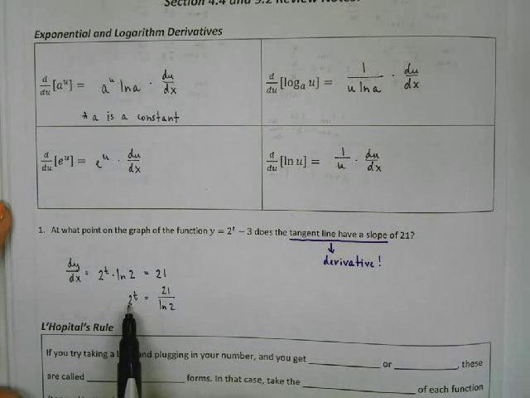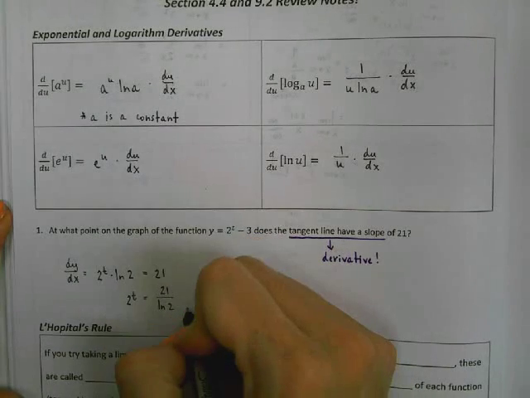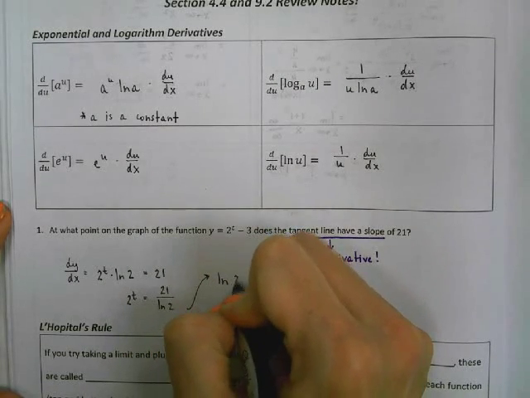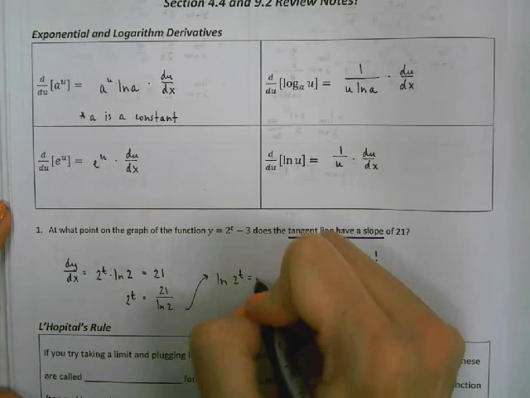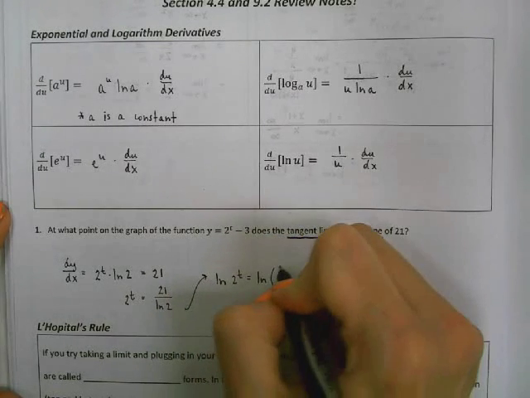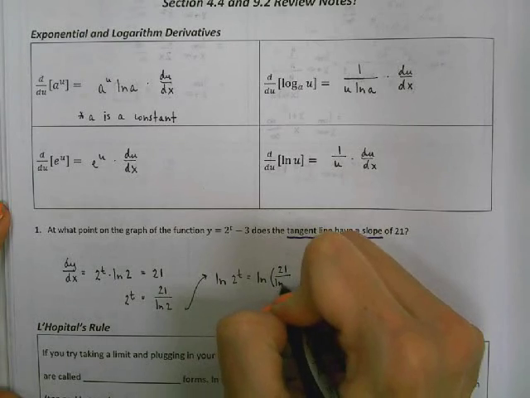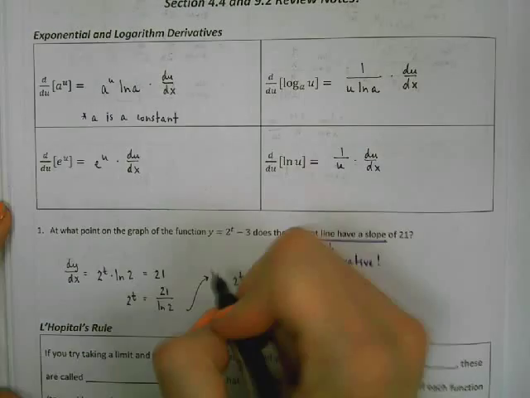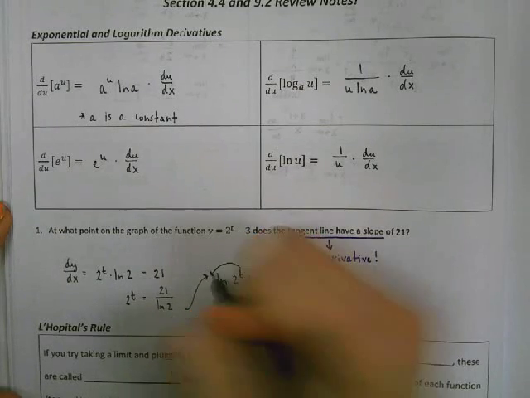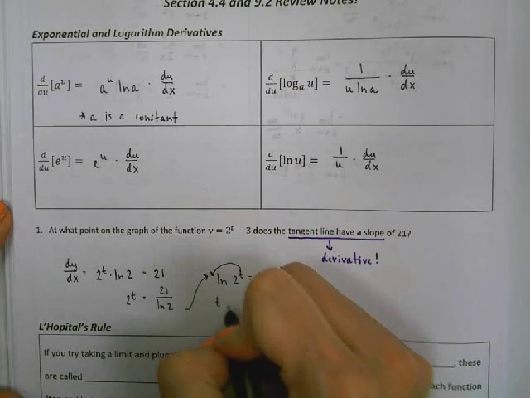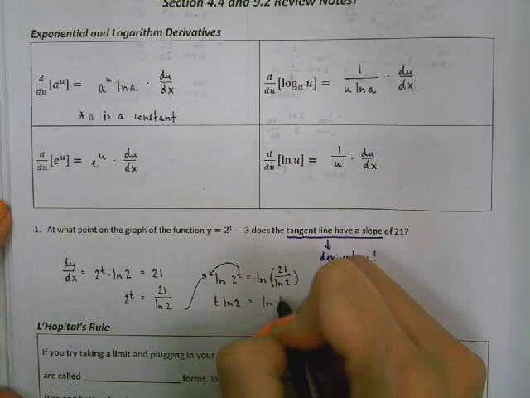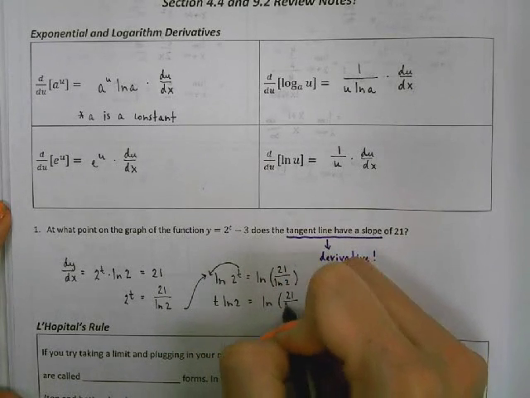Now the question becomes how to isolate that 2 to the t. So I'm going to use my natural log on both sides. I'm going to jump back up here. I'm going to take the natural log of both sides. So the natural log of 2 to the t equals the natural log of 21 over the natural log of 2. Because what that allows me to do then is just drop the t down in front. So this is the same as t times the natural log of 2. My right-hand side is the same.